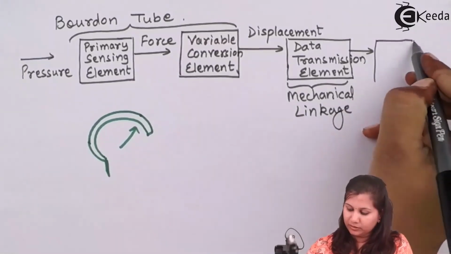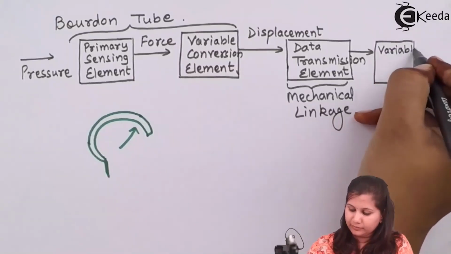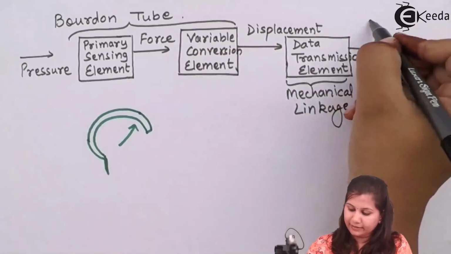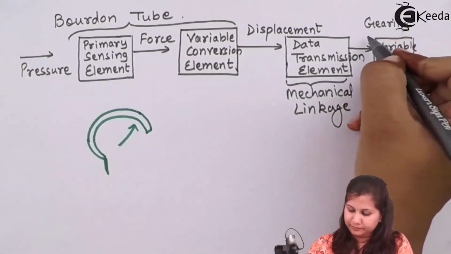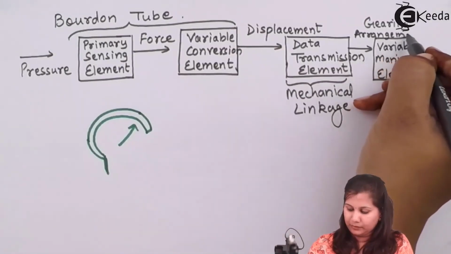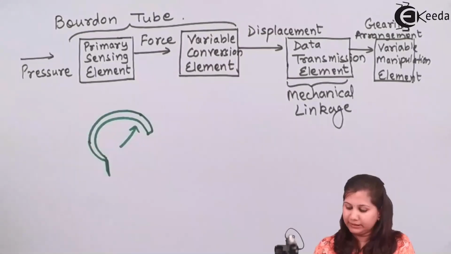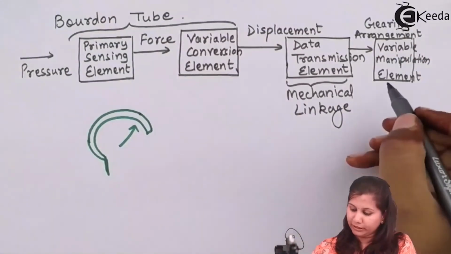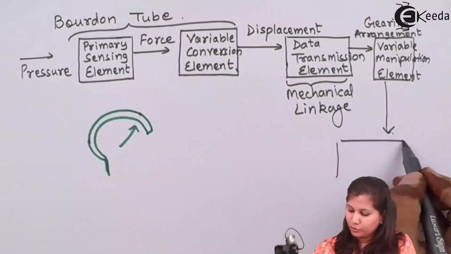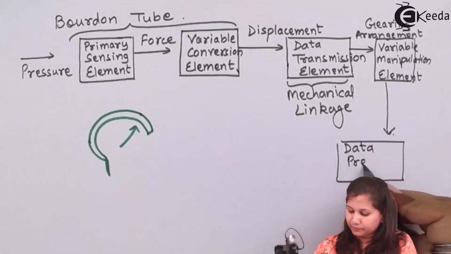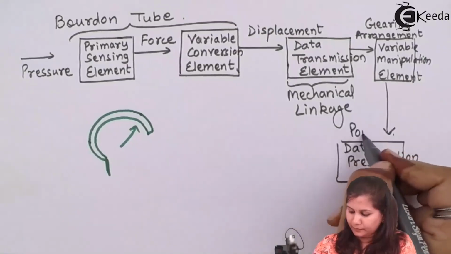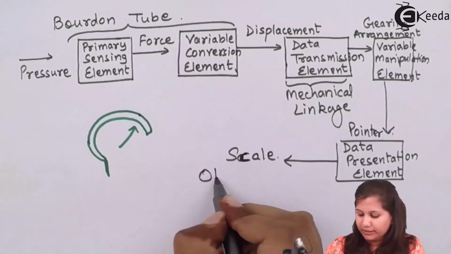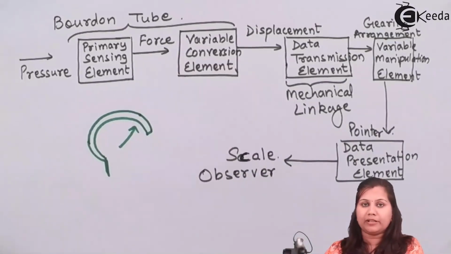Here we have the variable manipulation element, and in this mechanism the variable manipulation element is the gearing arrangement. The mechanical linkage is transmitting the data between the Bourdon tube and the gearing arrangement, and the gearing arrangement is amplifying the displacement and providing it to the data presentation element, which is the pointer. This pointer is moving over the scale, and the observer can read this scale so that they can measure the displacement.